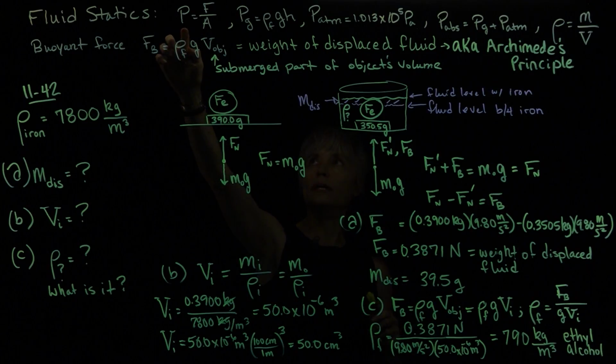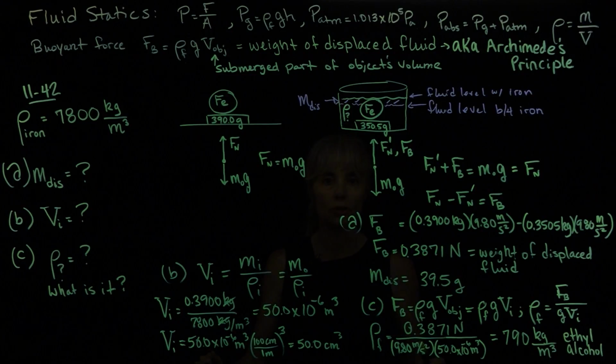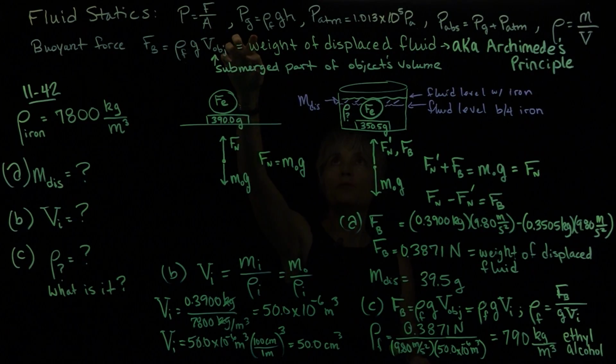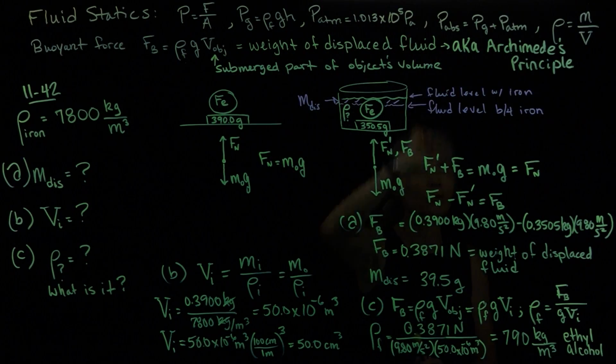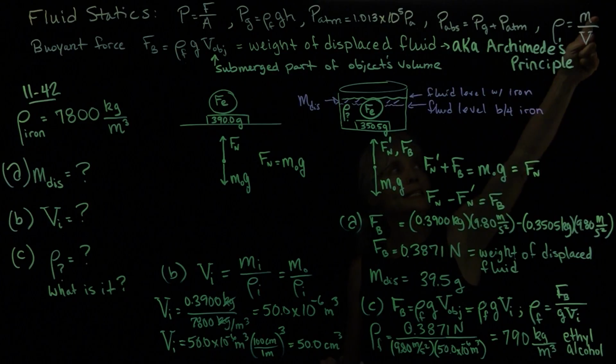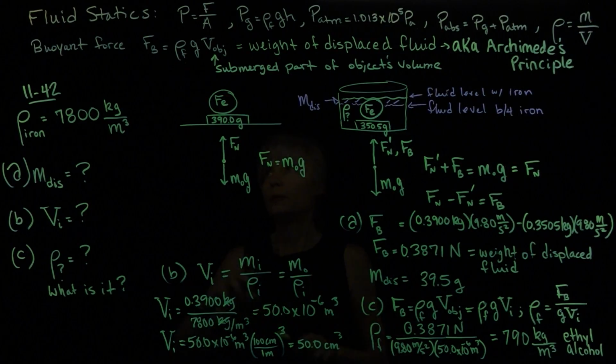We need to be able to work with pressure, which is force divided by area. That's newtons per meter squared or a Pascal. The three different types of pressure are gauge pressure, atmospheric pressure, and absolute or total pressure. Density is mass divided by volume.